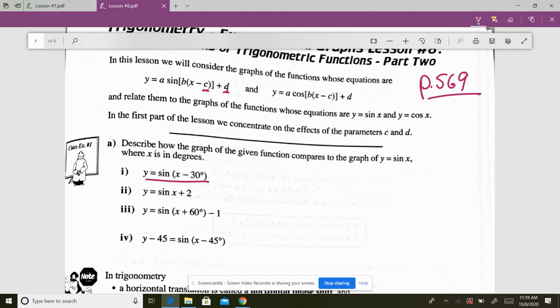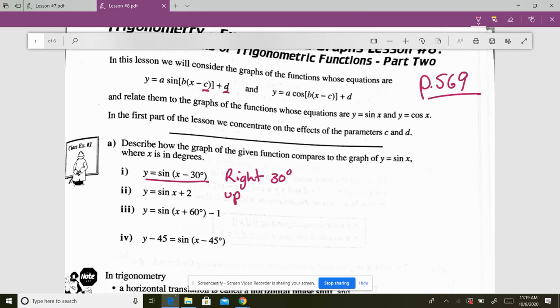So sine of x minus 30 degrees. What does that 30 degrees do to the graph? Moves it to the right by 30 degrees, right? Moves the whole thing right 30. What about 2? Sine of x plus 2. Moves it up 2 units.